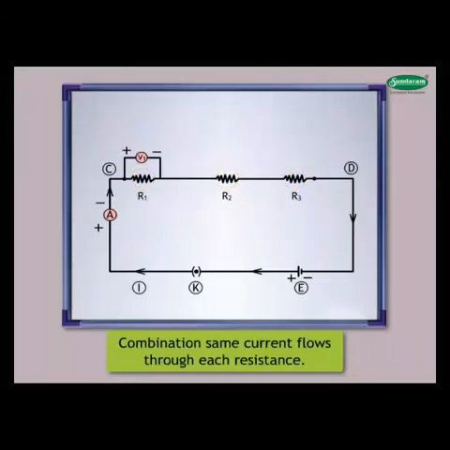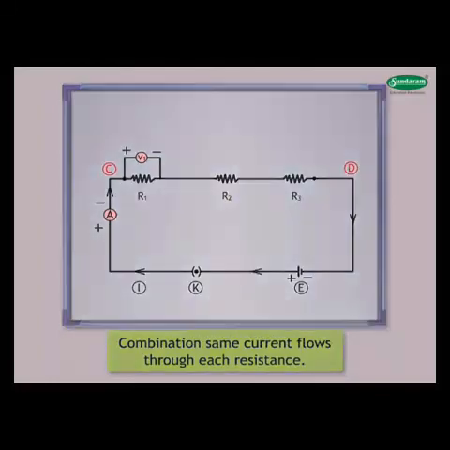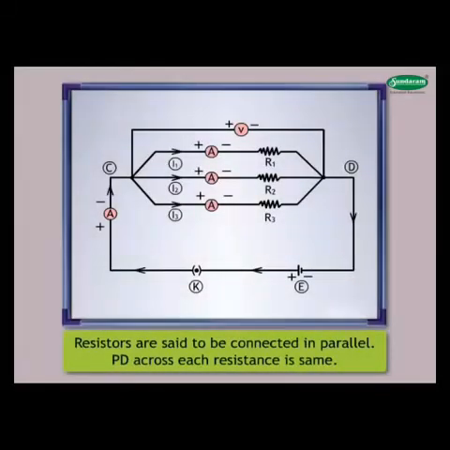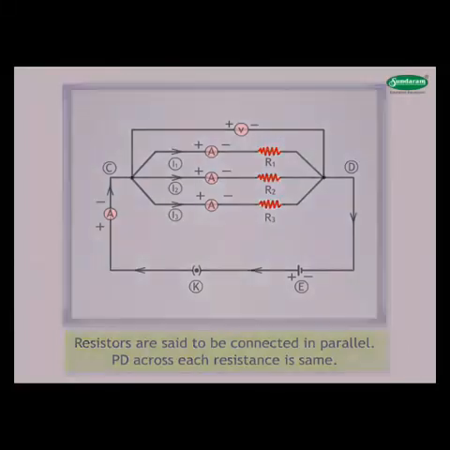This figure shows a combination of resistors in which these resistors are connected together between points C and D. Here, the resistors are said to be connected in parallel. Potential difference across each resistance is same.